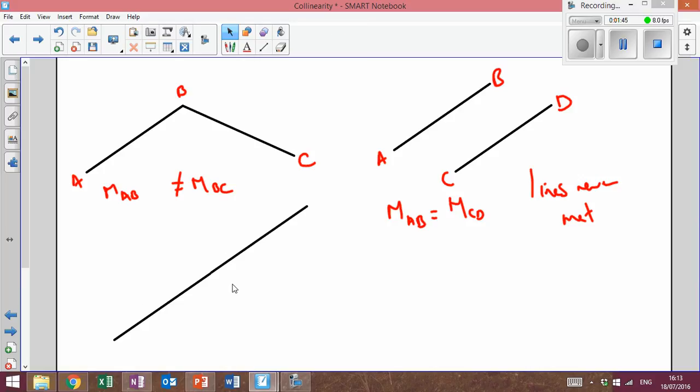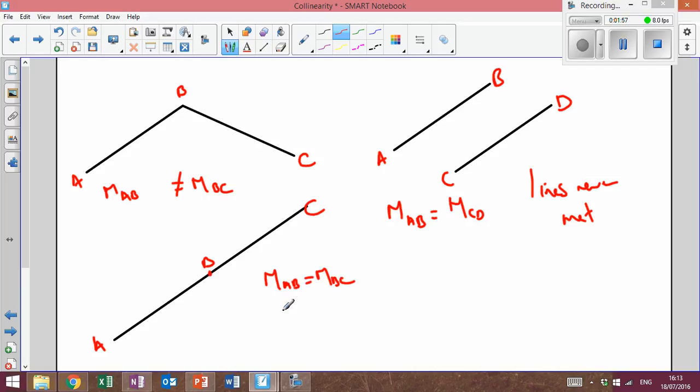If you have two parallel lines, but they meet at one point, then you're going to have A, B, C. Again, your gradients are going to be the same, but this time there's a point in common. B has to be part of both lines, so B would be a common point. That is what we mean by 3 points being collinear. All 3 points essentially lie on the same straight line.